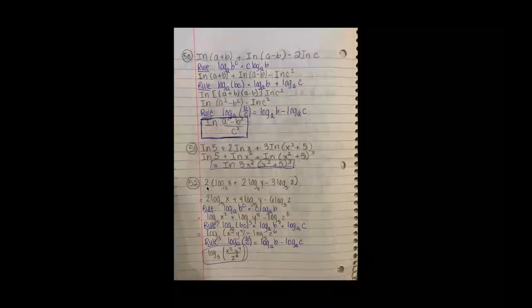So the problem is 2 parentheses 2 parentheses log base 5 x plus 2 log base 5 y minus 3 log base 5 z. So the first step you need to do is to distribute the 2. And then you're going to follow a rule, which is log base a b to c power equals c times log base a b. Then you're going to get log base 5 x to the second power plus log base 5 y to the fourth power minus log base 5 z to the sixth power.